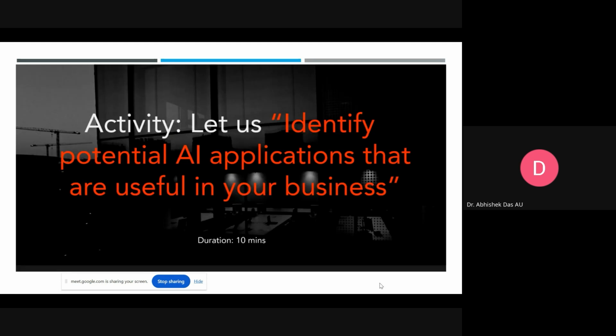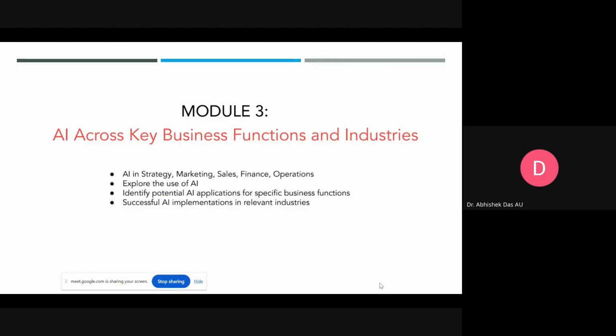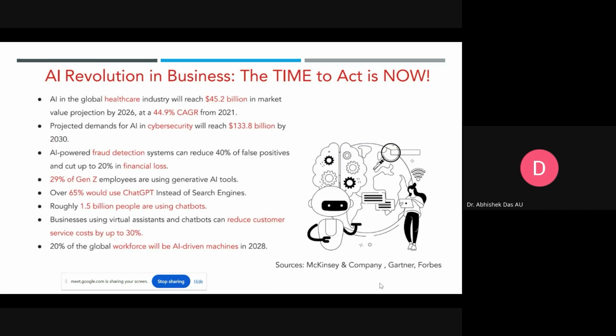So we'll have some activity going on. Let us identify the potential AI applications that are useful in your business. AI across key business functions and industries. We'll go through the AI revolution in business. The time to act is now.